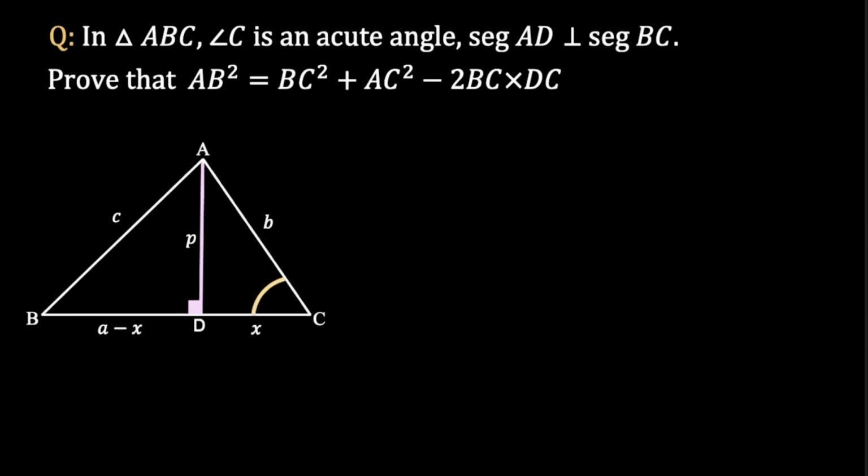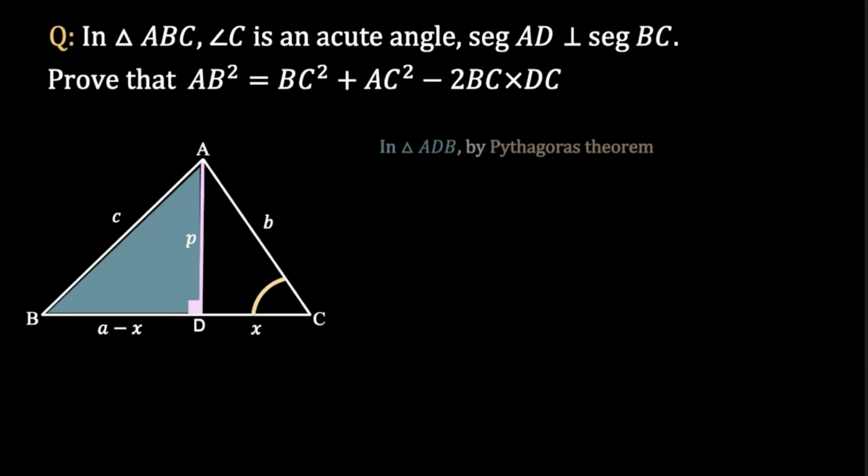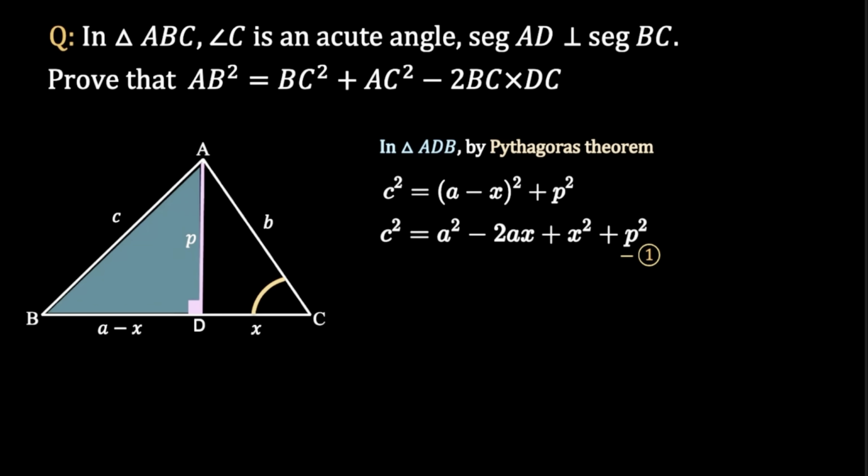Now focus on triangle ADB. This is a right triangle. In this triangle, AB is the hypotenuse, BD and AD are the other two sides. So let's use Pythagoras theorem. We can say that AB square is equal to BD square plus AD square. Let's substitute the values. So we get C square equals (A minus X) whole square plus P square, right? Now expand the square, we get A square minus 2AX plus X square plus P square. Mark this as equation 1.